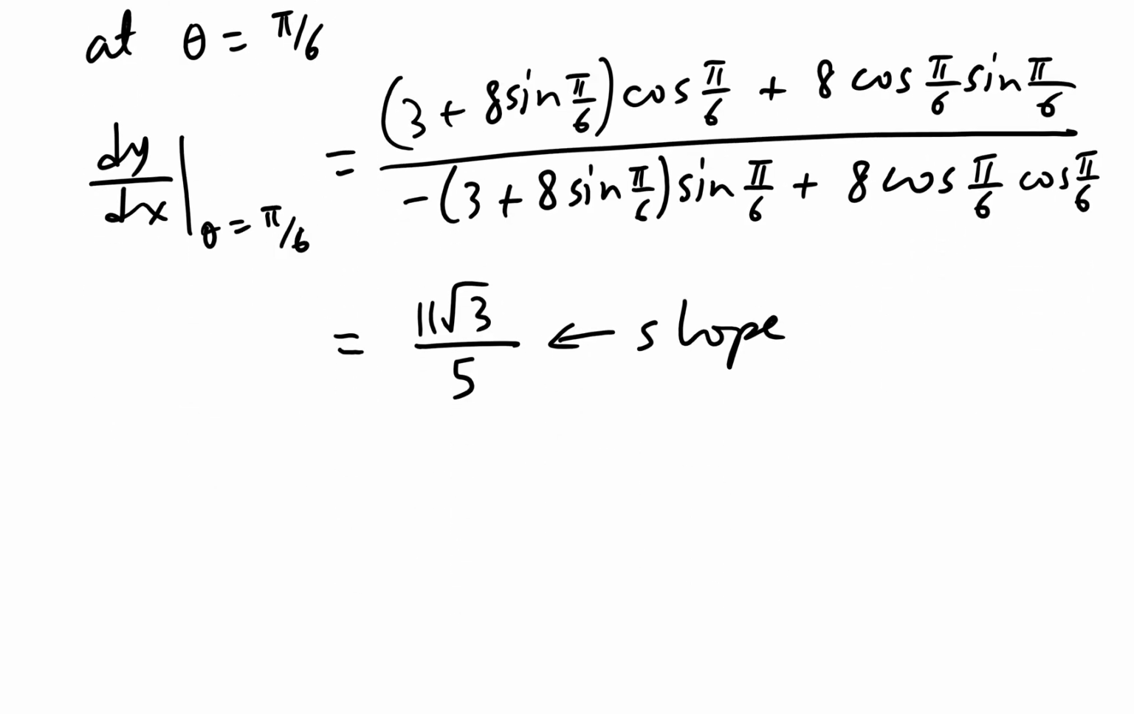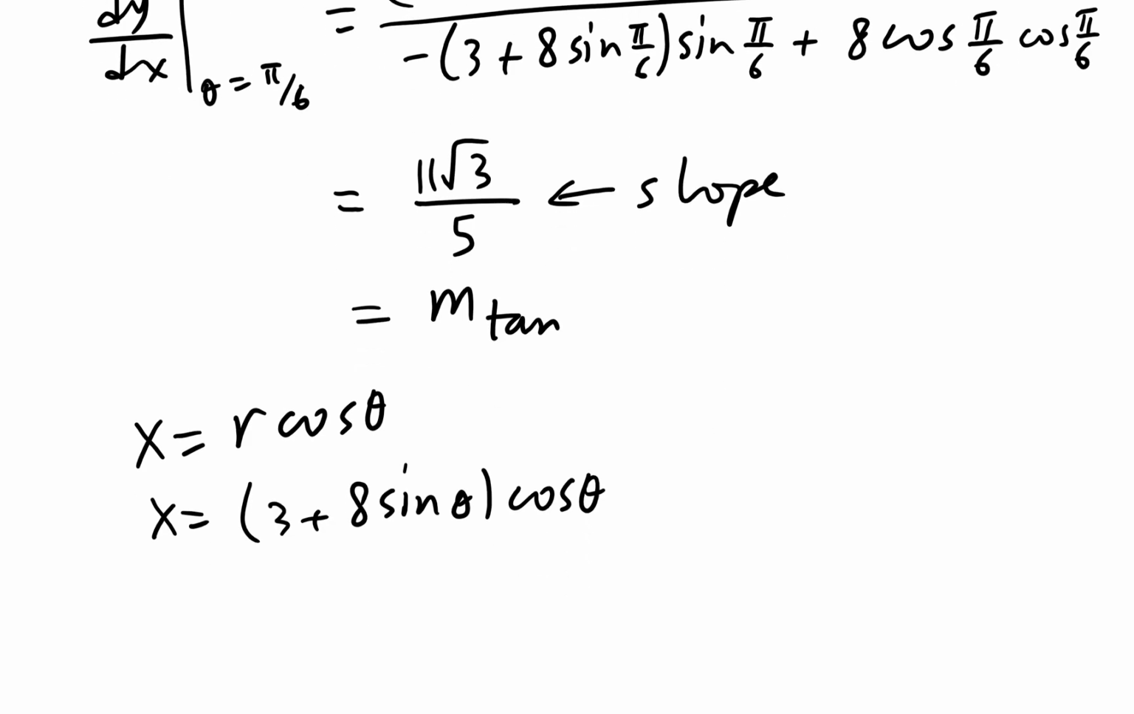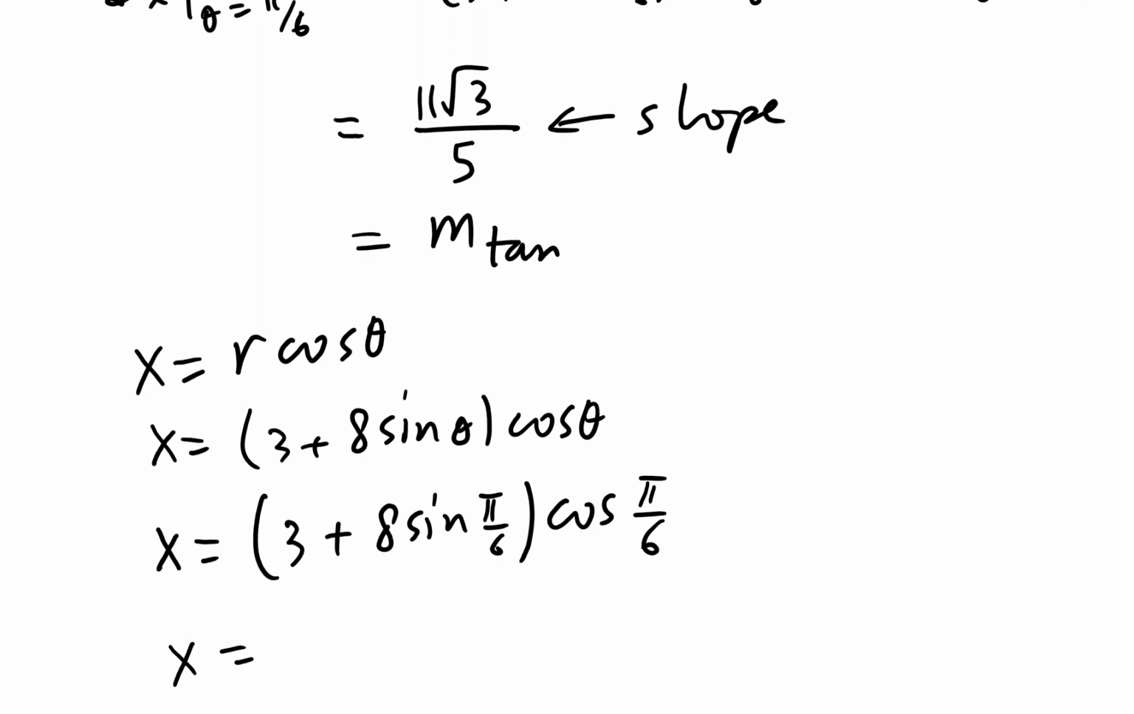The slope, and remember the equation of the line, y minus y1 equals m times x minus x1. So this is m for the tangent line. I'm missing x and y, so I need to find x and y. Remember, x is r cosine theta, r or f of theta. So f of theta was 3 plus 8 sine theta, times cosine theta. So then we can evaluate the x at pi over 6, and if you simplify, you get 7 root 3 over 2.